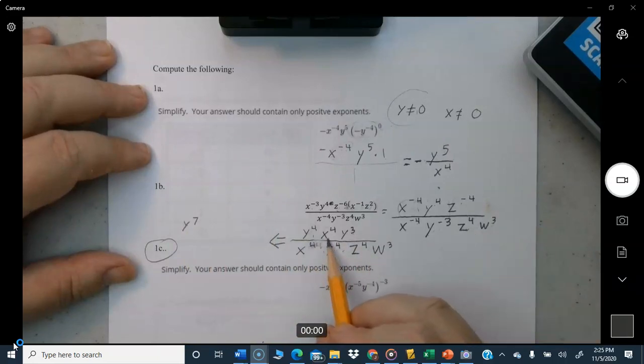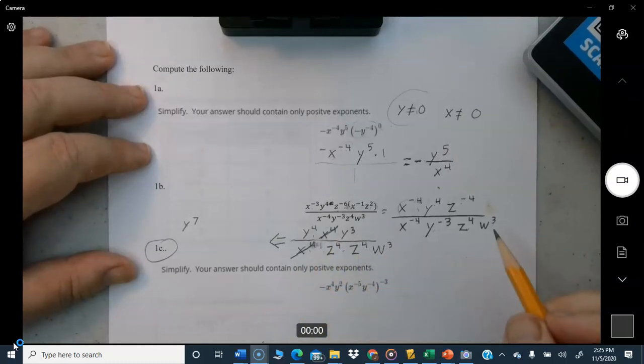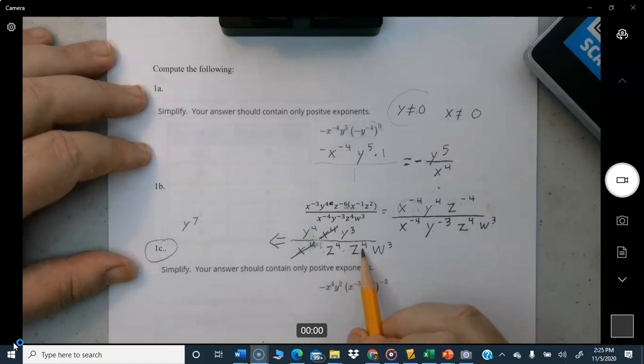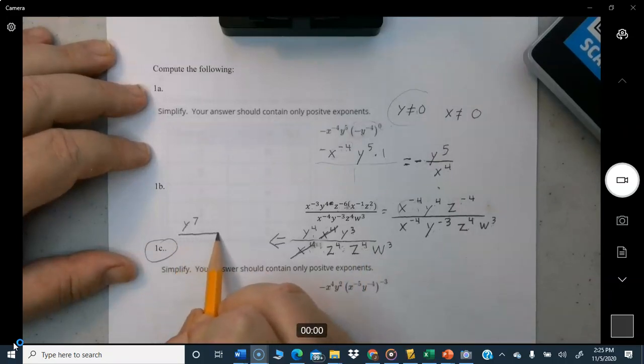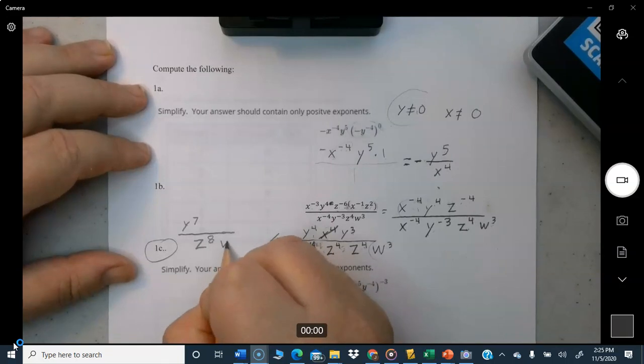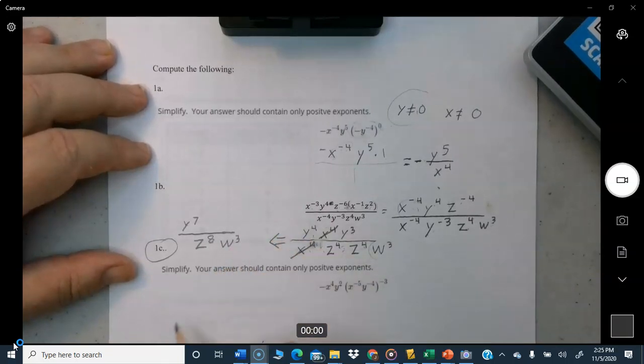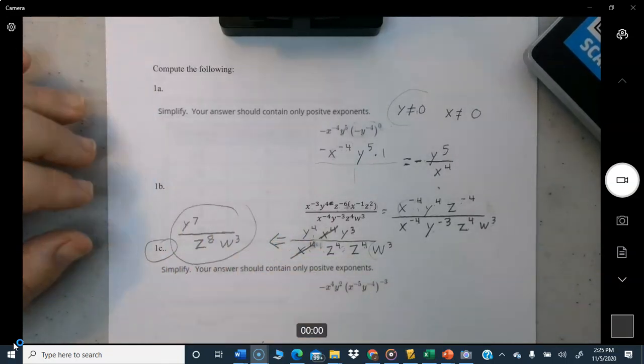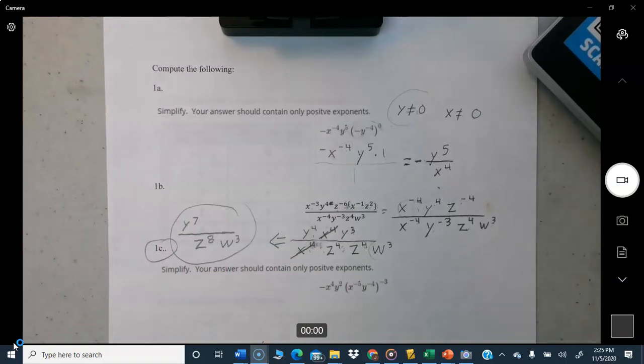I have x to the fourth, and I have x to the fourth on the bottom. So I'm just going to go ahead and cancel both of those. They're gone. Okay, and now I have z to the fourth, z to the fourth. You're going to add those two together. So 4 plus 4 is 8, and that's on the bottom. Then I have the w to the third that's on the bottom. And that's the final answer. There's nothing else we can simplify.